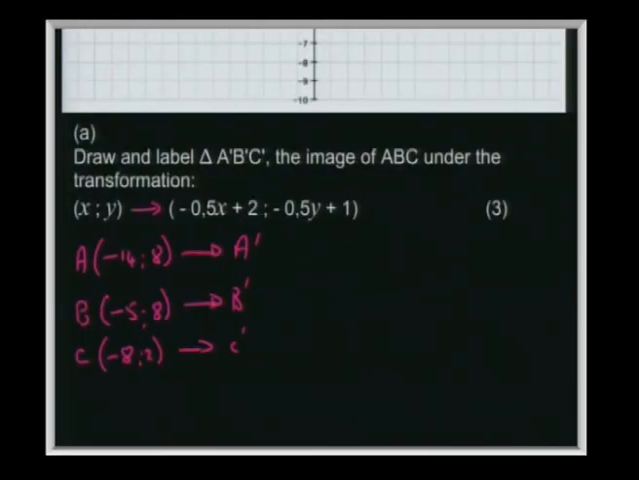Right, let's work this out and see where we go. Negative a half times negative 14 gives us 7, and 7 plus 2 gives us 9. I'm just going to do all the x values first. Negative 5 times negative a half gives me 5 over 2. 5 over 2 is the same as 2.5. 2.5 plus 2 is 4.5.